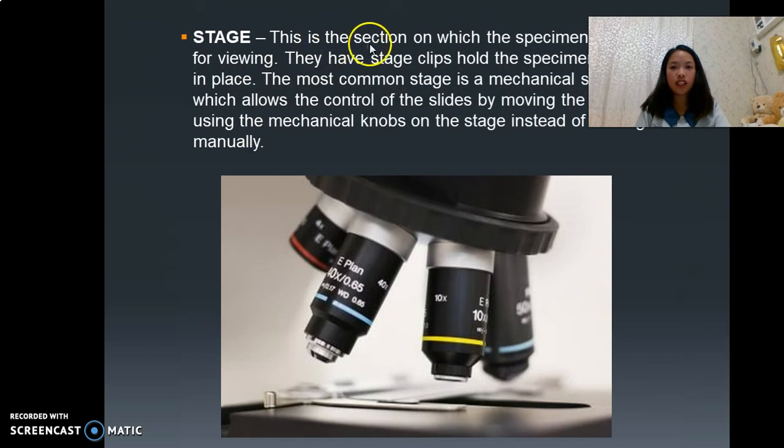Stage. This is the section on which the specimen is placed for viewing. They have stage clips that hold the specimen slide in place. The most common stage is a mechanical stage, which allows the control of the slides by moving the slides using the mechanical knobs on the stage instead of moving it manually.